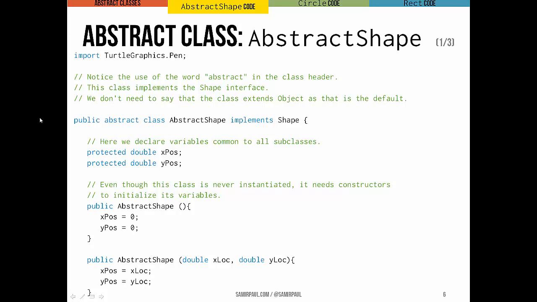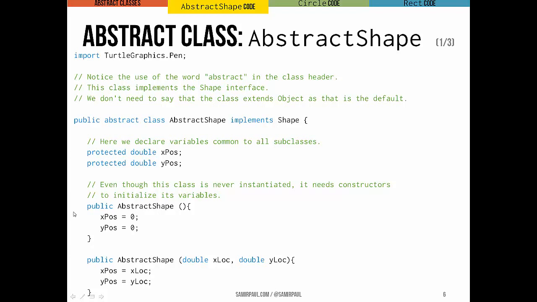Okay, so here we have the beginnings of our abstract shape class. You can see it's declared as an abstract class, and it implements the shape interface. We don't have to say that it extends object because that's just the default. All classes by default extend object. So here we declare a bunch of variables that are going to be common to all subclasses. The subclasses themselves will add their own instance variables. For instance, circle will add a radius, and rect will add a width and a height.